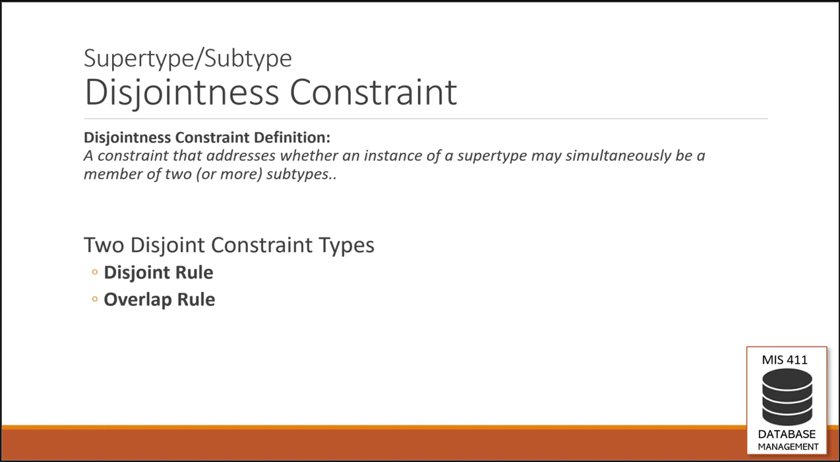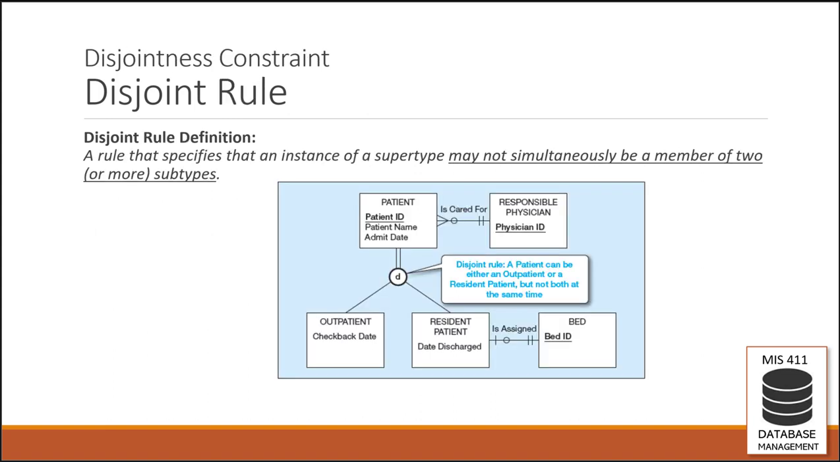Okay, and there are two disjoint constraint types. The completeness constraint had two rules, and the disjointness constraint also has two rules, a disjoint rule and an overlap rule. So the disjoint rule, which is one of the disjointness constraint options, is a rule that specifies that an instance of a supertype may not simultaneously be a member of two or more subtypes, right? In other words, an instance of a supertype must be one and only one subtype, okay?